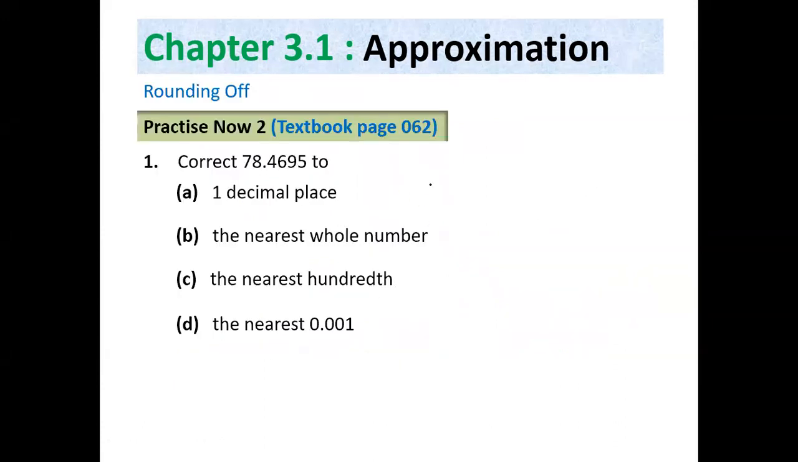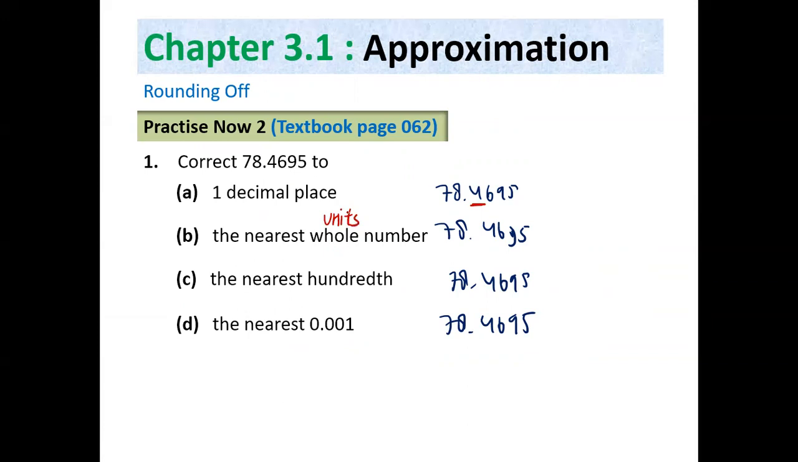So again, I will rewrite the number 78.4695, and then one decimal place. Where is the one decimal place? One decimal place is about here. Nearest whole number. The whole number is units, so make sure this is understandable. Focus here. Hundredths here. Nearest 0.001. Okay, here. See, 3 decimal places, right? So this is called 3 decimal places.